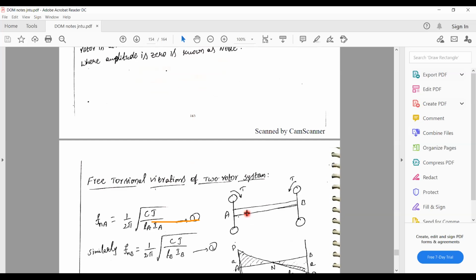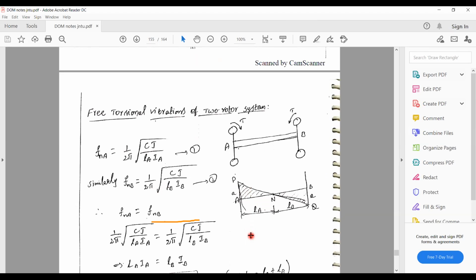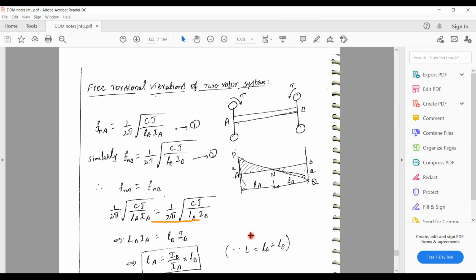Now going to take the second one, that is the free torsional vibrations of a two rotor system.